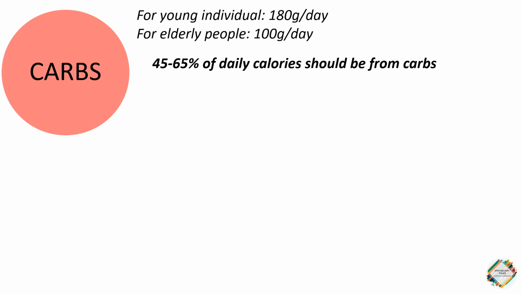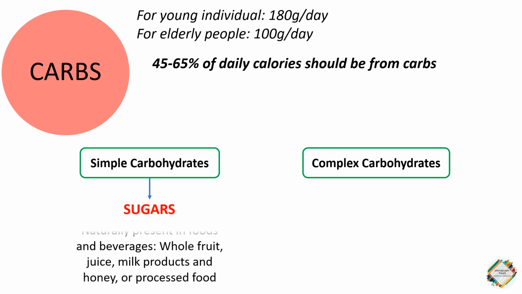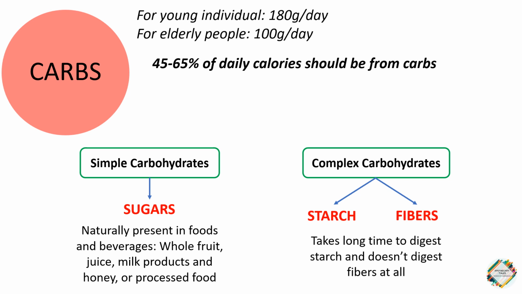Now, the carbohydrates can be classified into simple carbohydrates and complex carbohydrates. Simple carbohydrates mainly include the sugars, which are naturally present in food and beverages in the form of whole fruit, juice, milk products and honey, or processed food. Whereas complex carbohydrates include the starch and fibers. Starch usually takes a longer time to digest, and the fibers don't digest at all. Therefore the complex carbohydrates will delay the absorption and thereby control the blood glucose level.